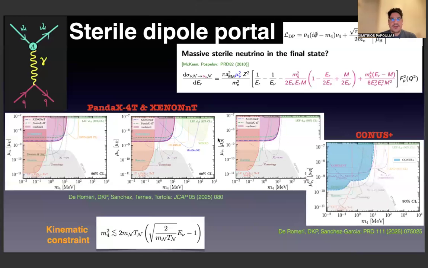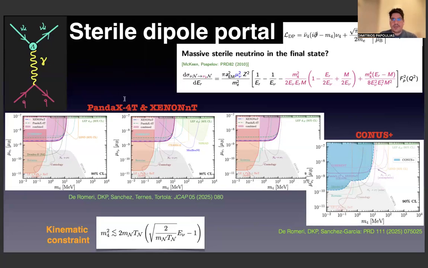Okay, another interesting process that we are working on is the so-called sterile dipole portal. So you have an incoming neutrino interacting electromagnetically with a quark or with an electron, and in the final state it gives rise to a sterile neutrino, a massive sterile neutrino. You can see that the cross-section is modified with these magenta terms to account for the mass terms of this massive sterile neutrino in the final state.